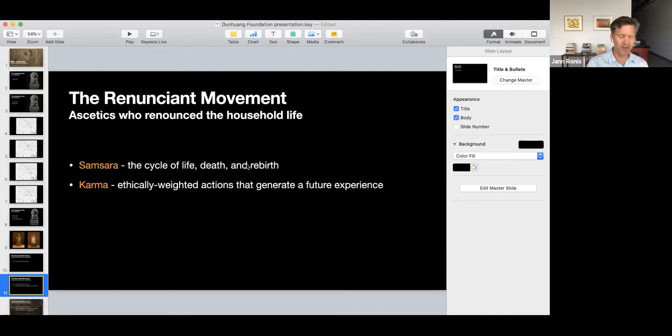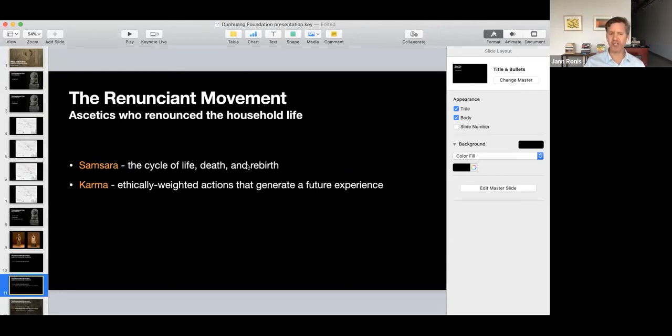Furthermore, not only can actions be judged according to their ethical weight, but because of samsara, every action generates a reaction, so to speak. But that's a little too unclear for the Buddhist case. What karmic actions generate are not just reactions, but future experiences, and future experiences whose experiential quality is conditioned by the ethical weight of the karma that gave rise to it.